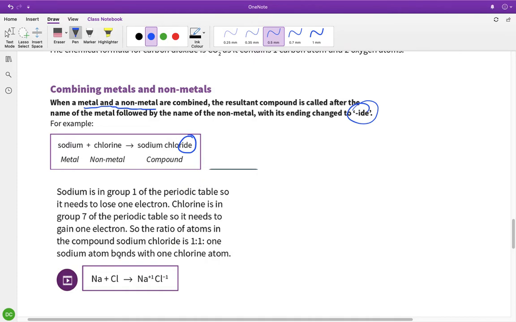Okay, and then just talking here about ratios and how much of each. Sodium is in group 1 of the periodic table. We know that. That means it needs to lose 1 electron. Chlorine is in group 7, so that means it needs to gain an electron. We've talked about all this. So the ratio of atoms in the compound sodium chloride is 1:1. 1 sodium pairs perfectly with 1 chlorine, and that works fine. So it's a 1:1 ratio.